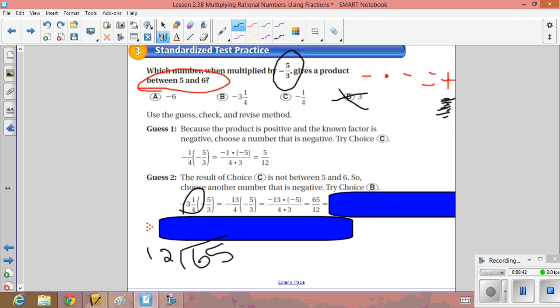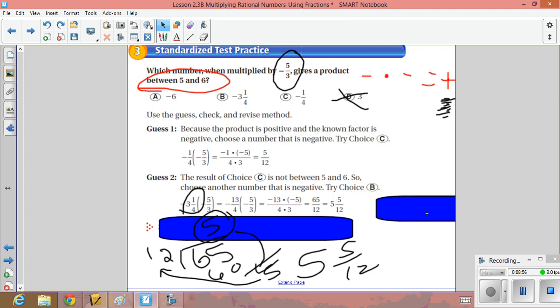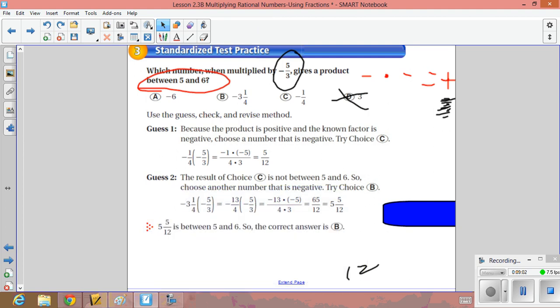I know that 12 times 5 is 60 with 5 left over, so that would give me 5 and 5 over 12. So, in conclusion, I'm looking for a number that is between 5 and 6, and I believe we found it. So our solution is letter B.